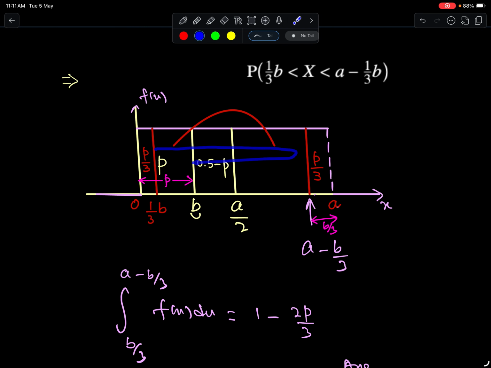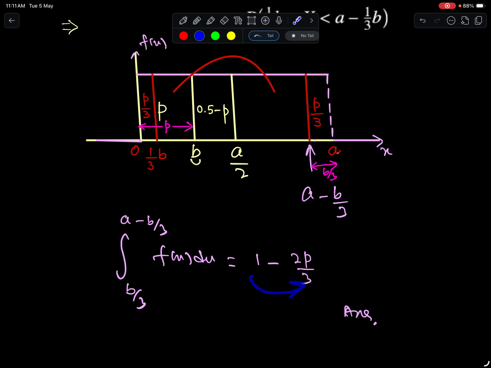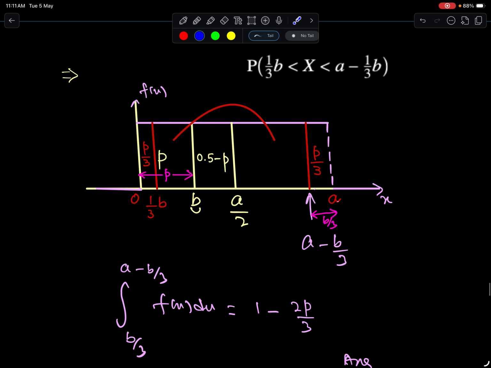Now we need this area. This is so simple. This is 1 minus this and this. So 1 minus 2p upon 3. Check this solution again.